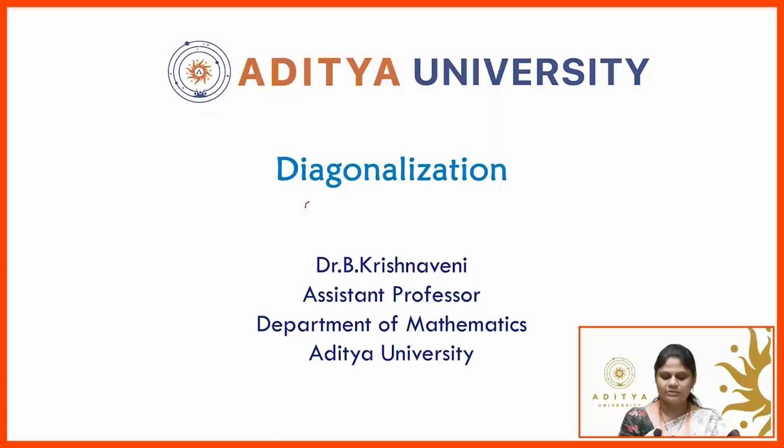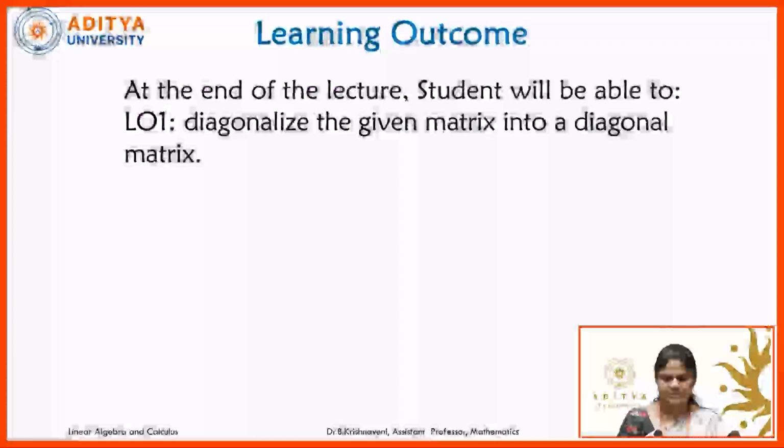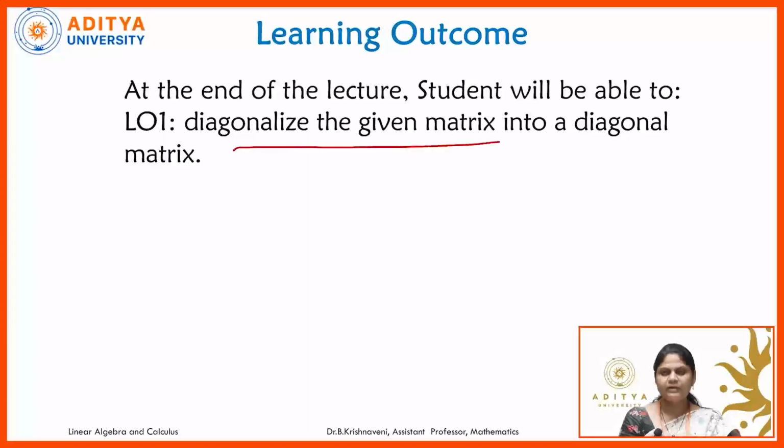Today we are going to discuss the topic called diagonalization. What conditions have to be followed in order to diagonalize the given matrix, and how to diagonalize the given matrix. That's the topic we are going to discuss. The learning outcome of this lecture is that, at the end of this lecture, the student will be able to diagonalize the given matrix into a diagonal matrix.